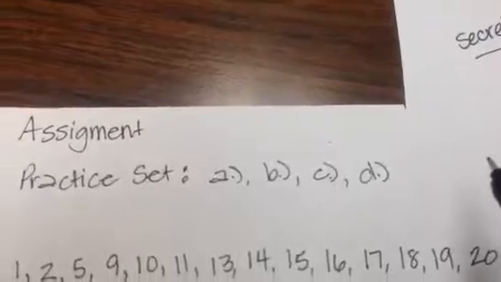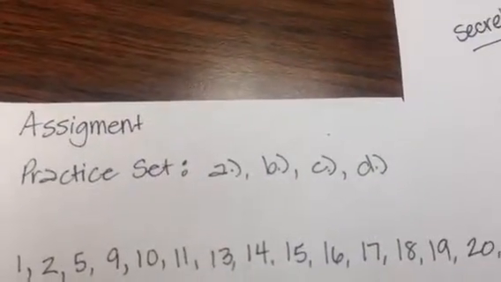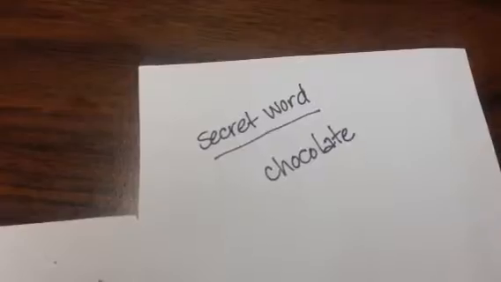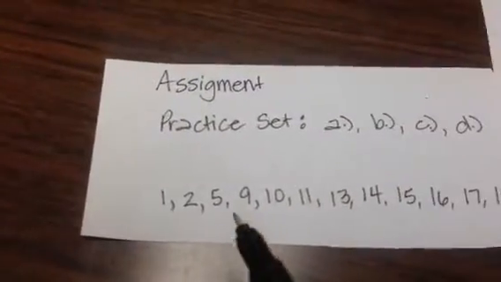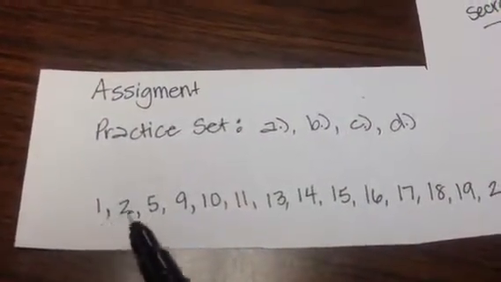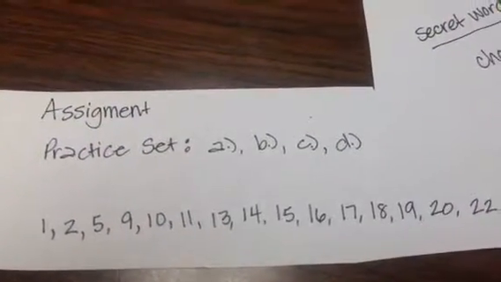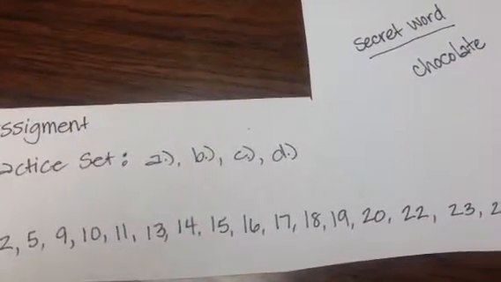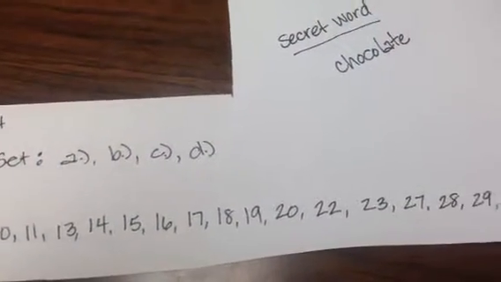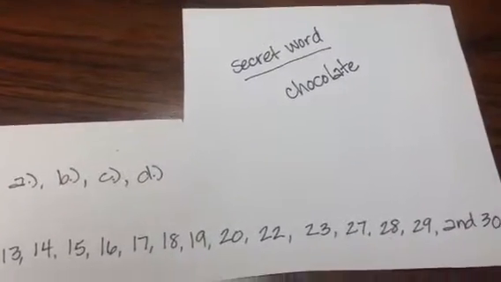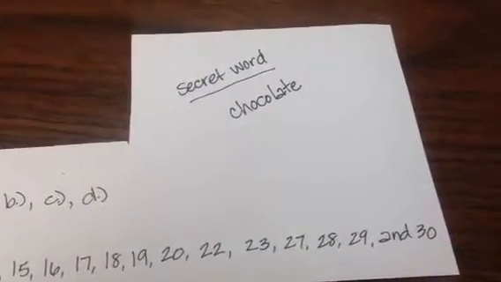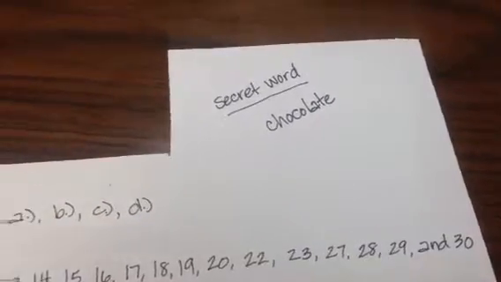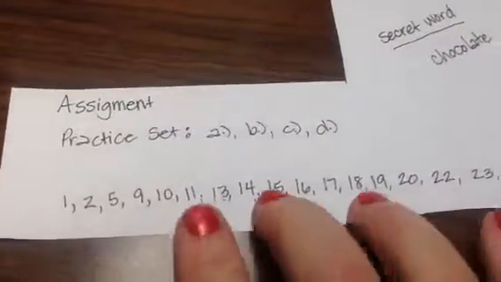So here's what you need to do for me. I want you to do practice set A, B, C, and D. Secret word is chocolate. And then for the problem set, I want you to do 1, 2, 5, 9, 10, circle these in your book, 11, 13, 14, 15, 16, 17, 18, 19, 20, 22, 23, 27, 28, 29, and 30. And that's it. Try to do as much of this as you can.